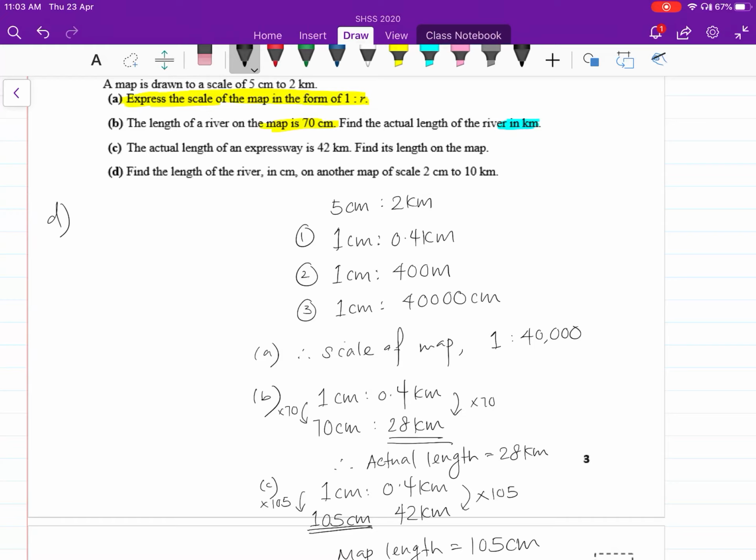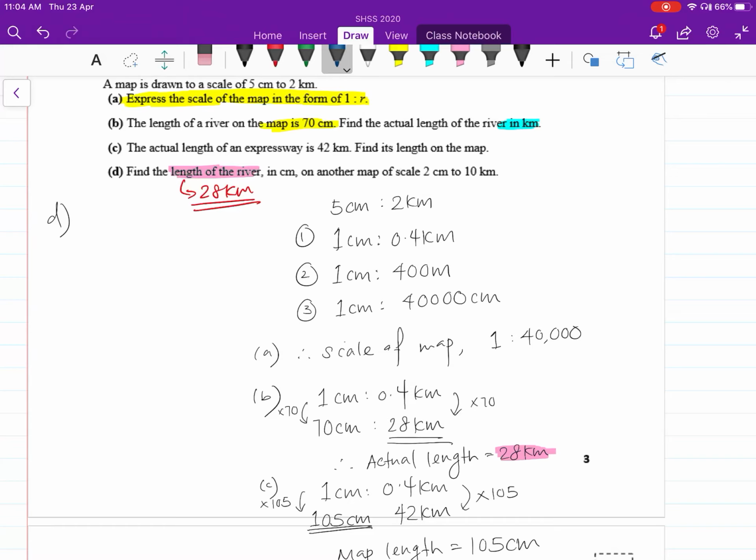Now, the length of the river never changed. The actual length of the river cannot change, right? Alright? So the actual length of the river is 28. Okay, I'm going to highlight in pink. Length of the river is the answer for part B, which is 28 kilometers. Your river is 28 kilometers. No matter what map you change to, the actual length of the river will always be 28 kilometers.